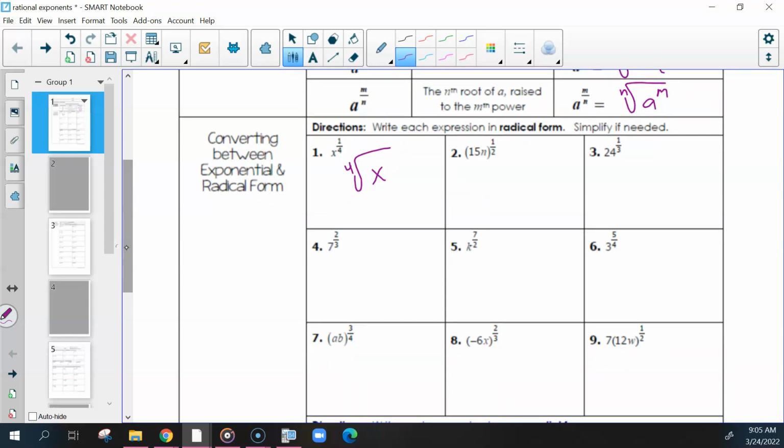Alright, 15n to the 1/2. How would we write that? The square root of 15n. Now, what does the 1/2 do? So really there's a 2 on the outside, but you usually don't write that. You can write it if you want to. It's a square root. So you don't have to simplify anymore. In this case, we don't because 15 can't be simplified and n can't be simplified. But if we got something that could be simplified, we would need to simplify it.